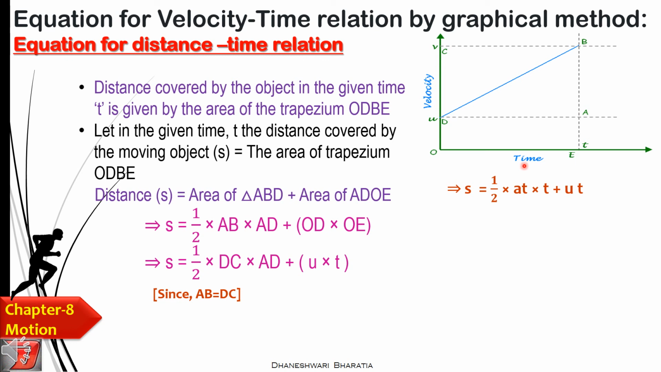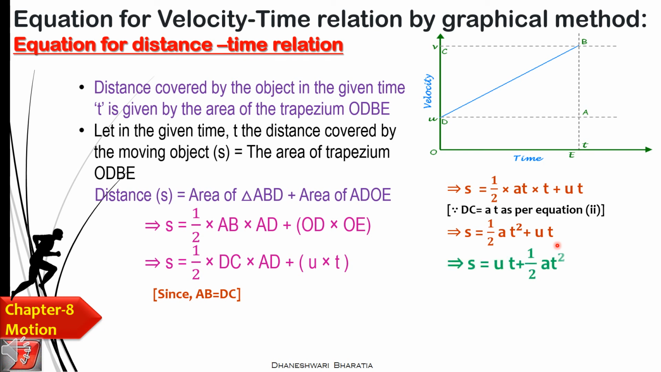This AD is T. Why? Because this is a rectangle and opposite sides are always equal. So if OE is equal to T, this AD will also become T. So I have substituted the values like this, AT into T, and this is UT, right? You can go through the previous slide for this substitution. What we are getting: S is equal to half AT square plus UT. So S is equal to UT plus half AT square. I have just rearranged the stuff.